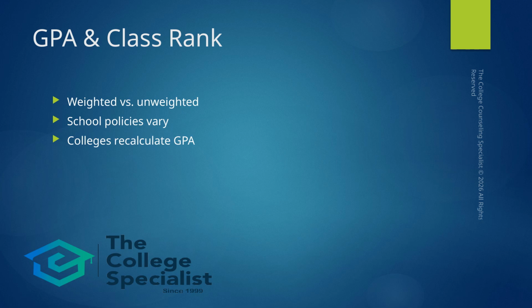Colleges know this. That's why most selective institutions recalculate GPA using their own formulas. They strip out PE, arts, and electives, normalize weighting, and focus on core academic subjects. This allows them to compare students across different schools and systems more fairly. Bottom line, GPA and rank are important, but they're not absolute. What matters most is the rigor of the student's coursework in the context of what was available and how they performed relative to their peers.